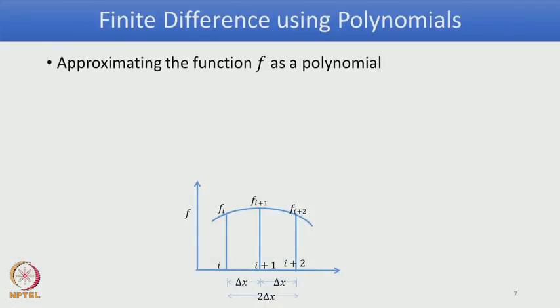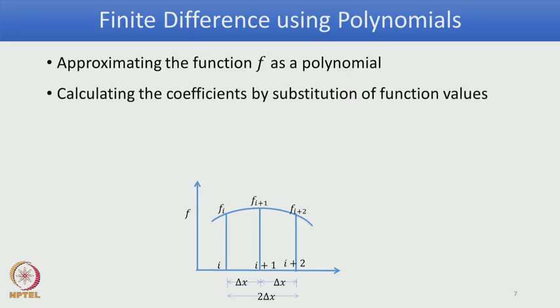One is approximating the function f as a polynomial. When you say polynomial, obviously the question is what degree is required. Depending on the degree of the polynomial, one will get a different accuracy scheme, and a polynomial will have an expression with coefficients. You can evaluate the coefficient values, substitute in the function, and subsequently take derivatives, then you will get the difference formula.